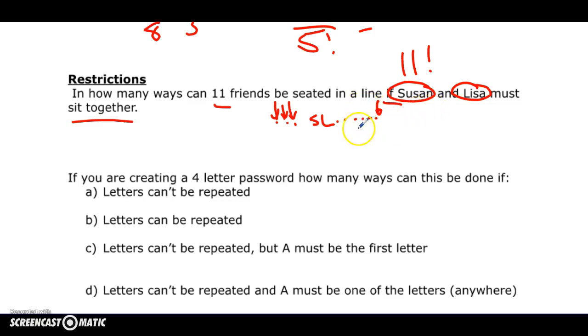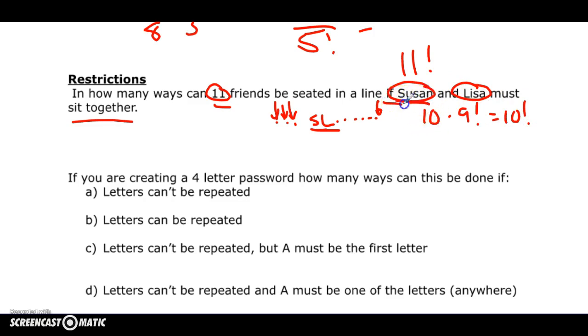So one way to look at it is to say, let's see Susan and Lisa first. There's 10 spots for them. Once they take up 2 spots, because don't forget there are 2 people, there are now 9 friends left to order. So from then on, it's 9 factorial. Which is the same as just saying 10 factorial. So one way to look at it is like that.